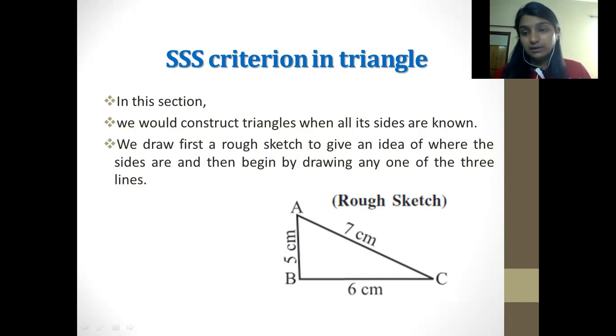Then we are able to construct the triangle. Otherwise, if we only know the 5 centimeter and 6 centimeter sides and we are not aware of the third one, it is not easy to construct the triangle. So we require all 3 side lengths, then we can construct.